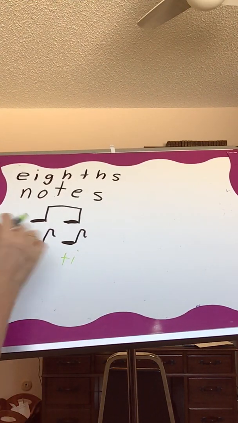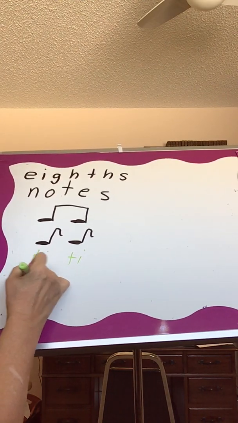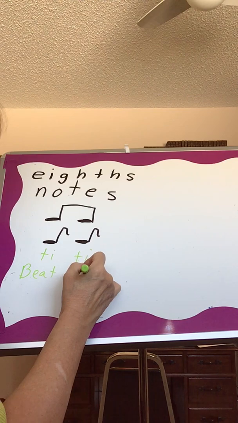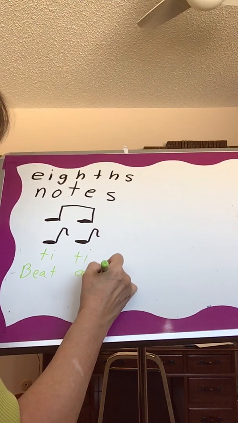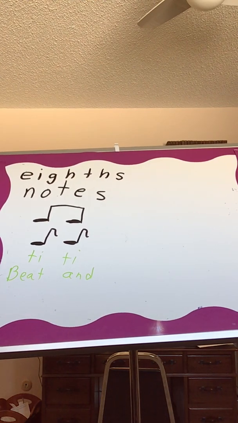In upper grade, we're going to call it beat and. Because eventually we're going to change this to a number, the beat to a number. It could be 1 and 2 and 3 and. But for right now, we're going to call it beat and. And sometimes we walked around the room and called it and.